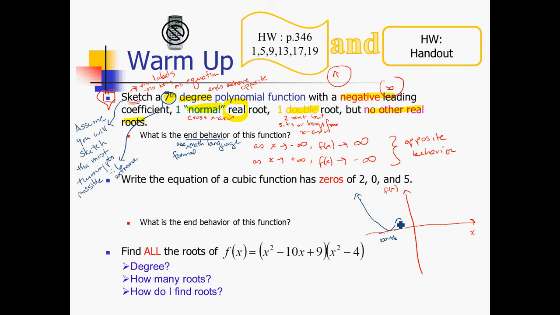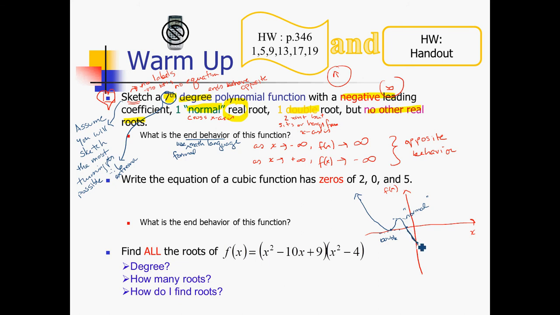Then I have to cross. This is a normal root because it crosses the x-axis rather than just sits there. And now I can't have any other roots, but I've got 2 turning points. How many am I supposed to have? 6. So I have to turn, but I can't go back up to the x-axis.